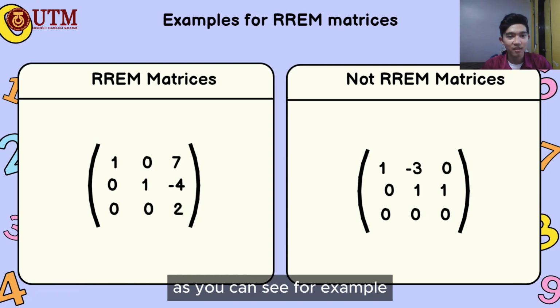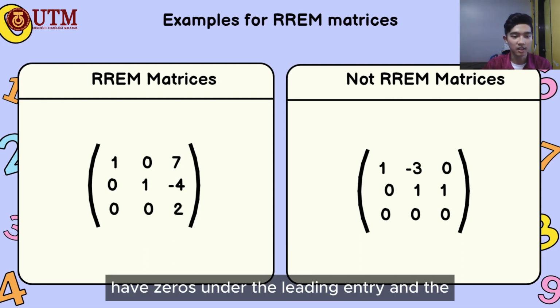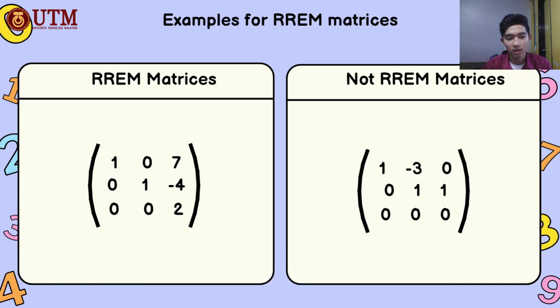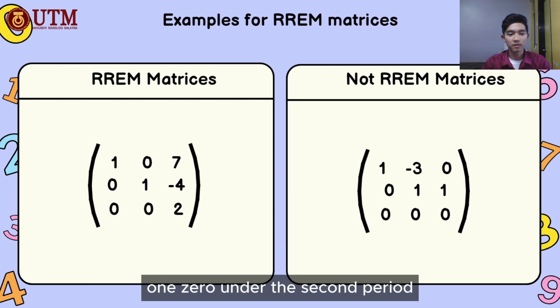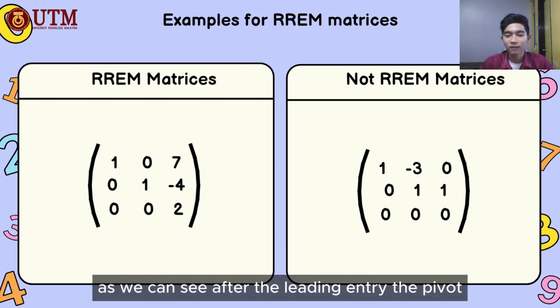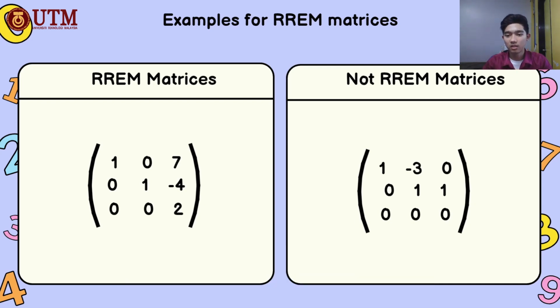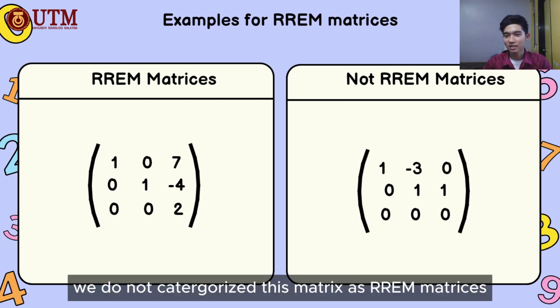As we can see, for example, RREM matrices have zeros under the leading entry and 1 0 under the second pivot. For a matrix that is not RREM, as we can see, after the leading entry, the first pivot, it has a negative 3 on top of it. So we do not categorize this matrix as an RREM matrix.